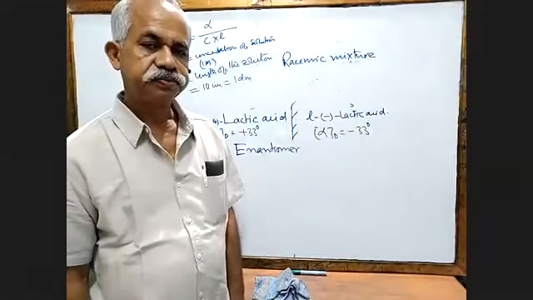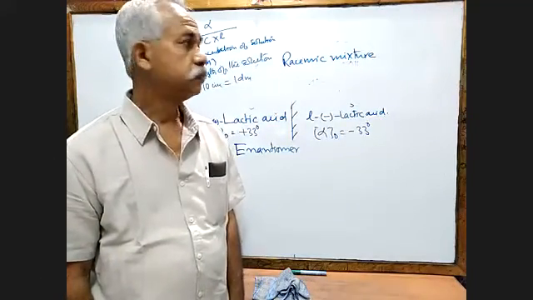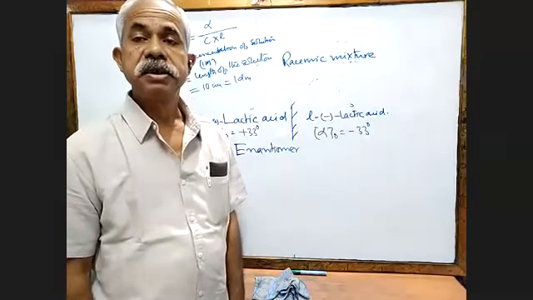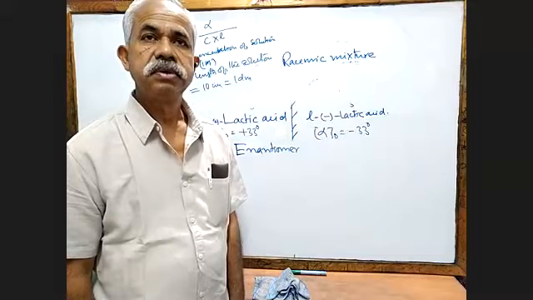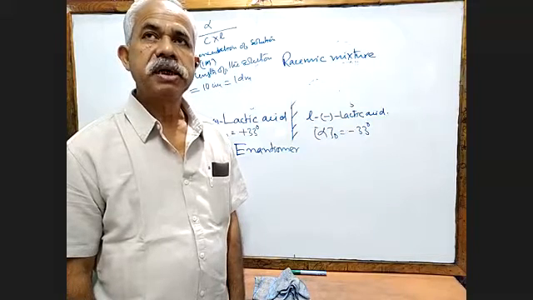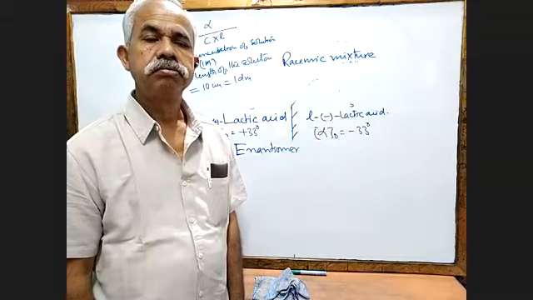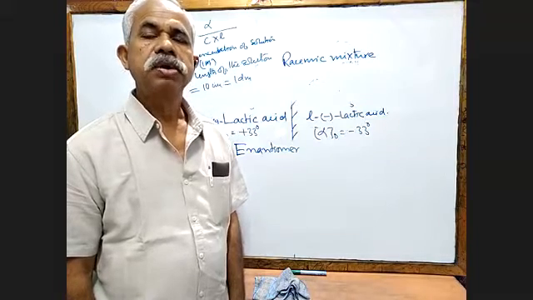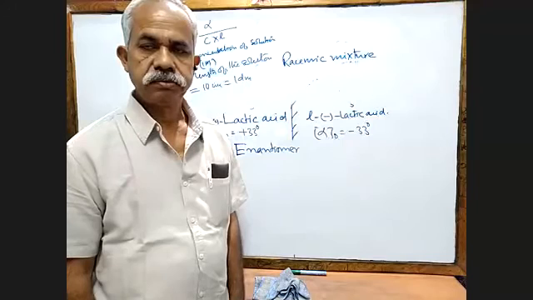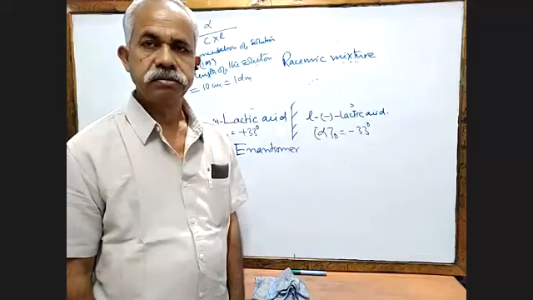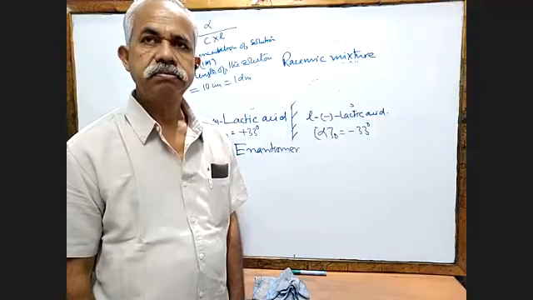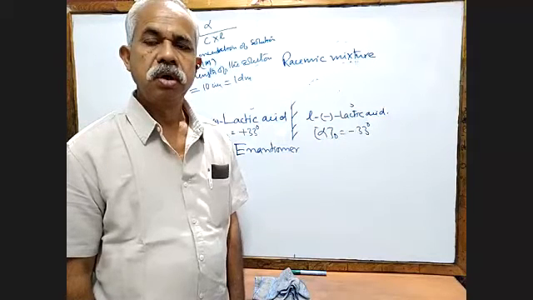Racemic mixture, right? It is a mixture containing equimolar amounts of both the enantiomers, by which the solution becomes optically inactive.